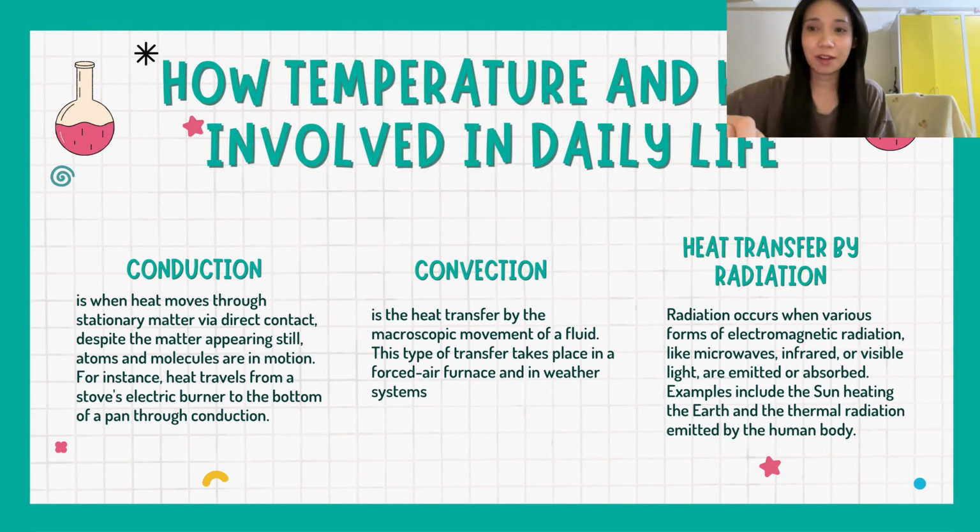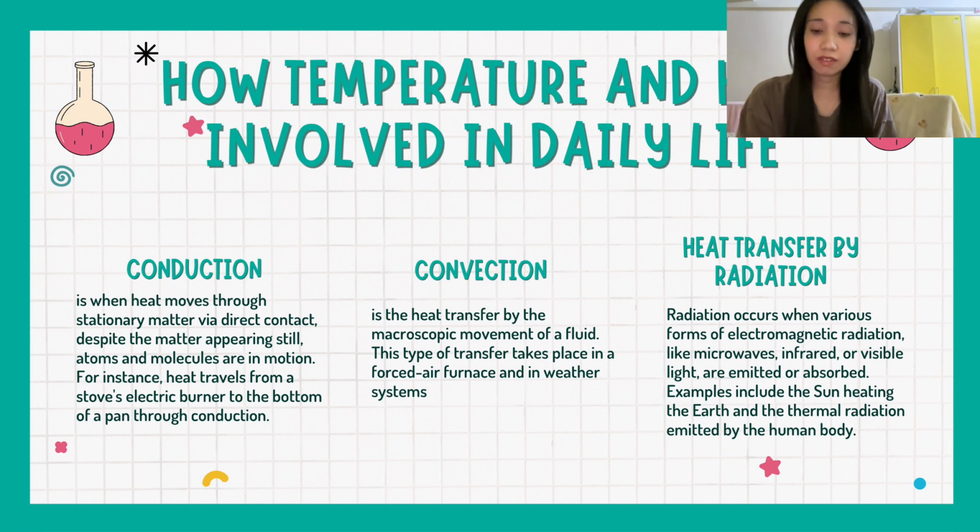And for the next topic, we're going to talk about how temperature and heat are involved in daily life. So the first one is conduction. It's when heat moves through stationary metal via direct contact. Despite the metal appearing still, atoms and molecules are in motion. For instance, heat travels from a stove's electric burner to the bottom of a pan through conduction.